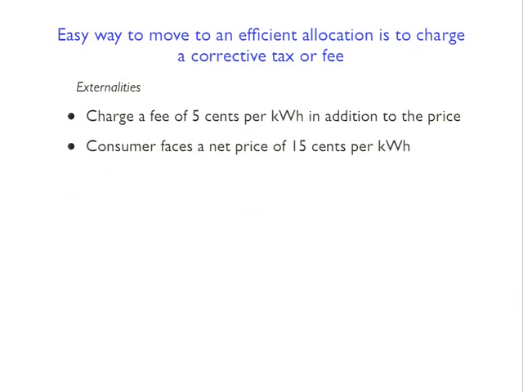And once you add in that 5 cents, of course, the consumer is going to face a net price of 15 cents per kilowatt hour, and that's what we said the true marginal cost was. So you can think of there being two components. There's what we call the private marginal cost, which is the 10 cents per kilowatt hour that it's actually costing the utility to generate the power, and then there's this other component that we call the social marginal cost, which is this air pollution damage, and that's being valued at 5 cents per kilowatt hour.